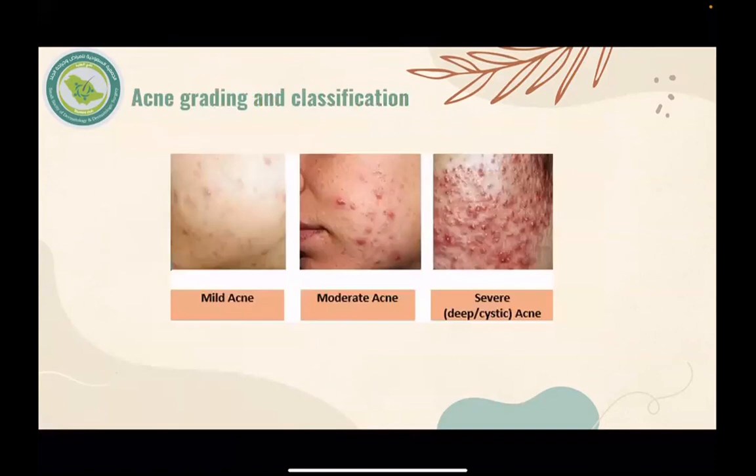Here, acne grading and classification. As we can see in the first picture, mild acne, we may see few non-inflamed blackheads or whiteheads, and the number is usually less than 20. In moderate acne, we will have more comedones and pimples, sometimes larger, more inflamed pimples or pustules. In severe acne, we may see large red painful pus-filled lumps or nodules that sometimes even join together under the skin into a giant abscess.